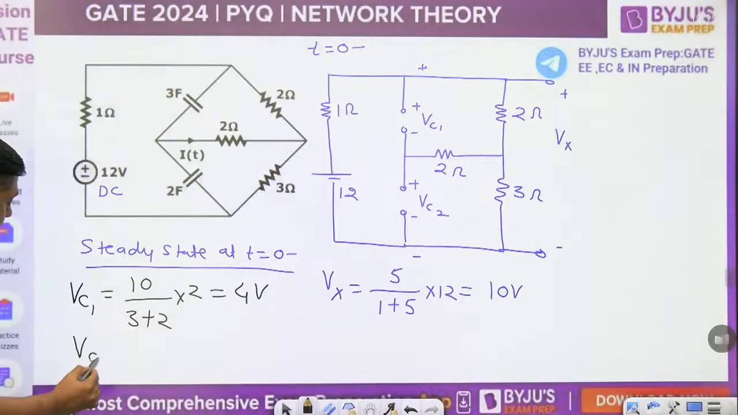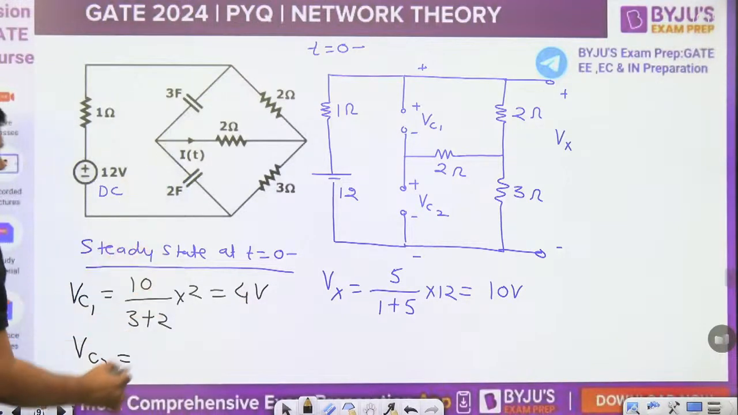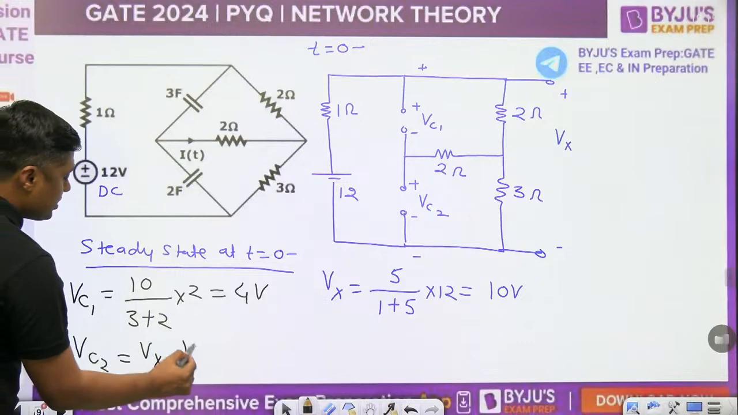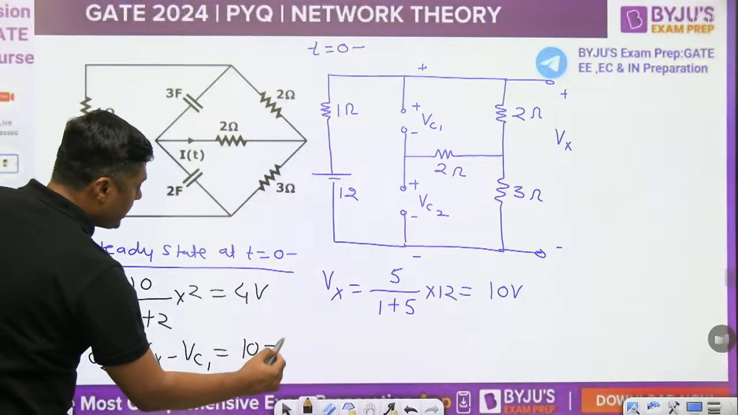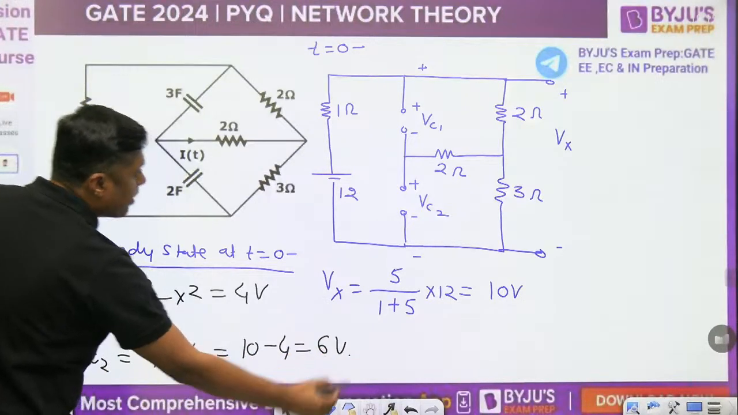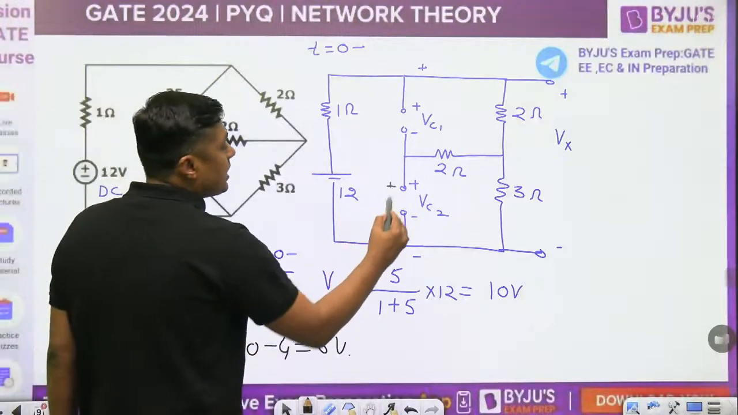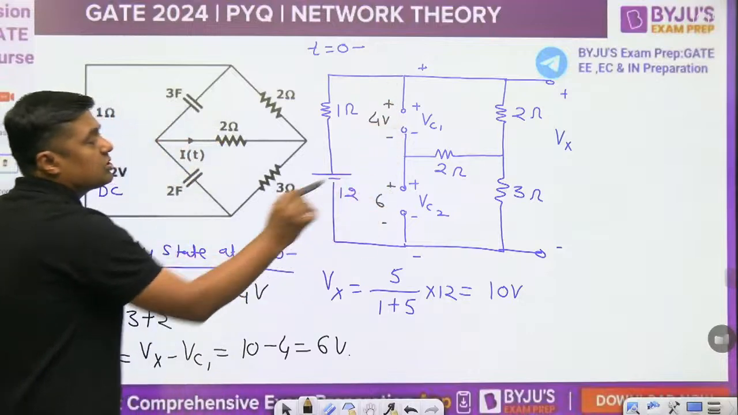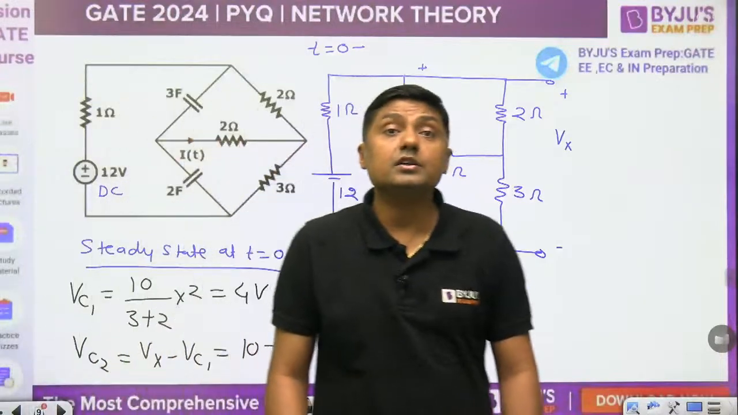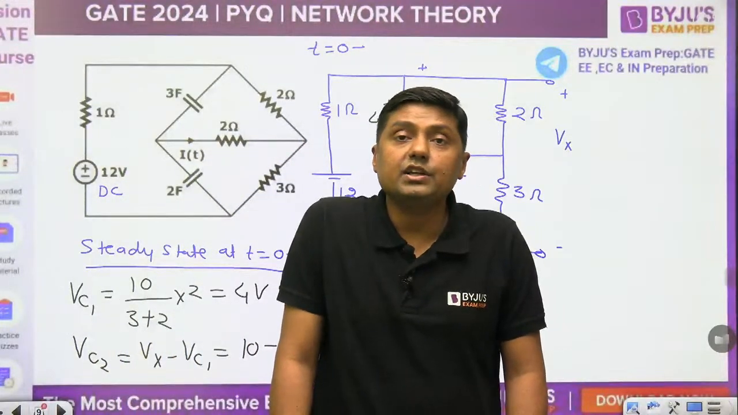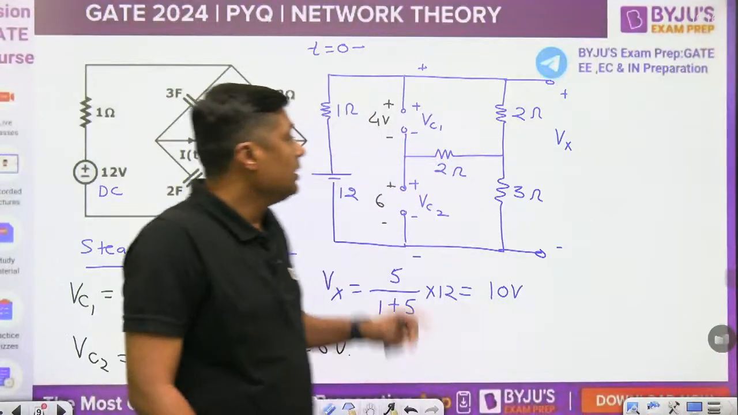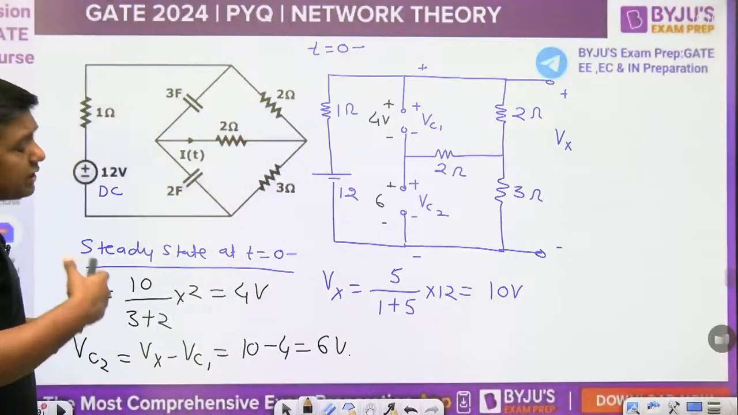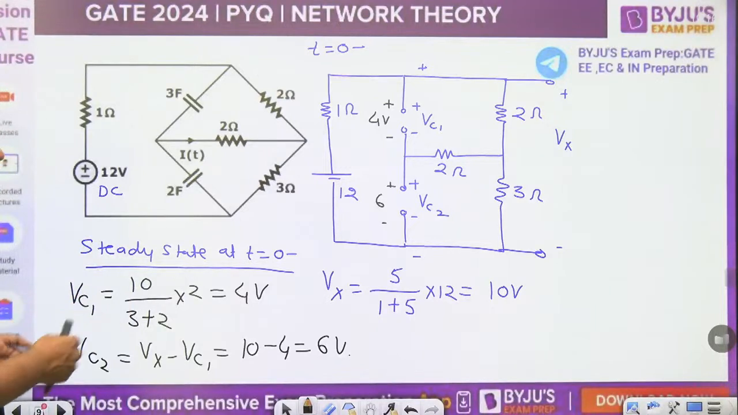And what is the VC2? Total voltage is 10 volt, so this is Vx minus VC1. 10 minus 4, that is 6 volt. So the voltage across this capacitor is 6 volt, and across this capacitor is 4 volt. Total 10 volt from this point to this point, under steady state, exactly at t equal to 0 plus. Exactly at 0 minus as well as 0 plus, because a capacitor does not allow sudden change of voltage.